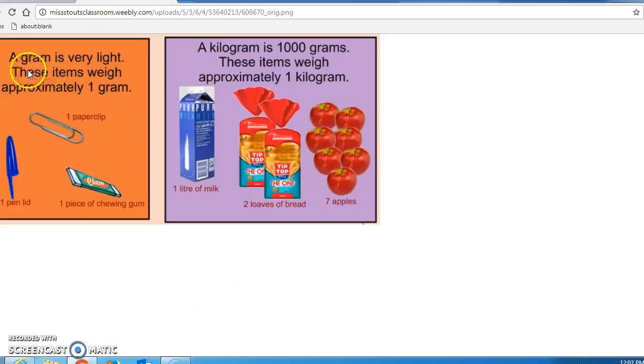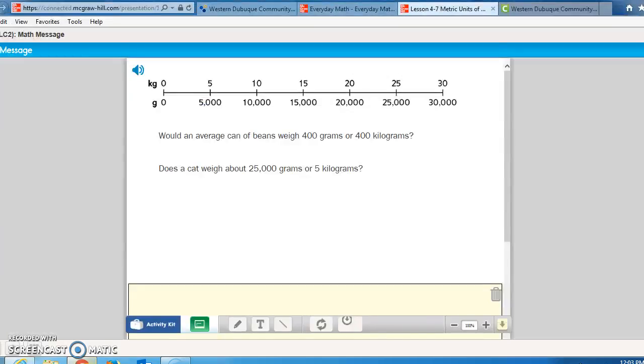So what is a gram? A gram is very light. These 3 items weigh approximately 1 gram: a paper clip, a pen cap, a piece of chewing gum. A kilogram is much heavier. It is 1,000 times a gram. So 1 liter of milk would be 1 kilogram. 2 loaves of bread would be 1 kilogram, or 7 apples would be considered 1 kilogram.